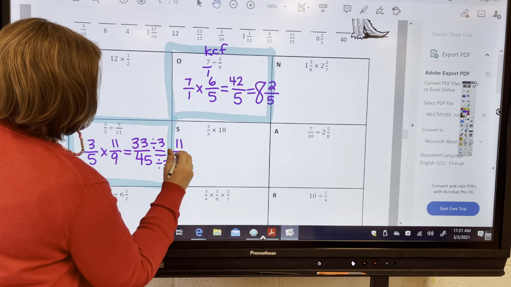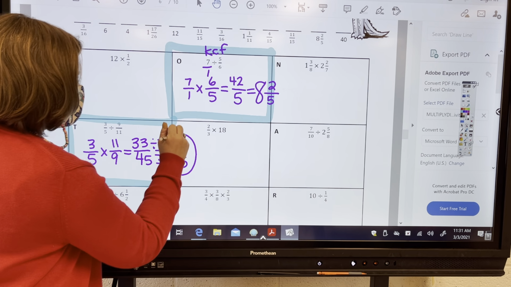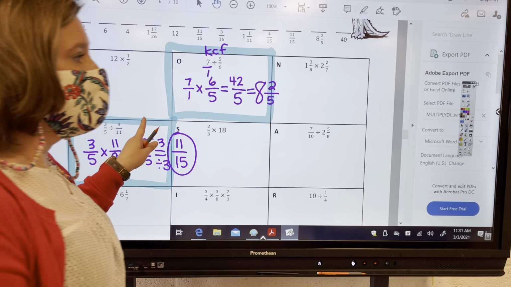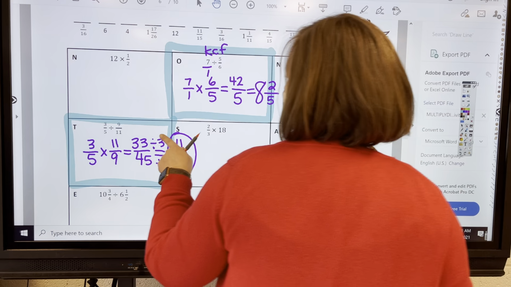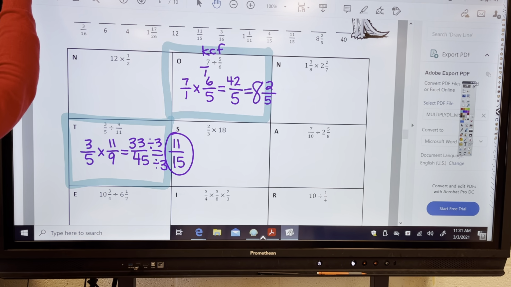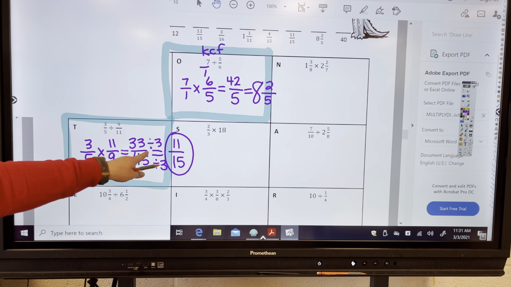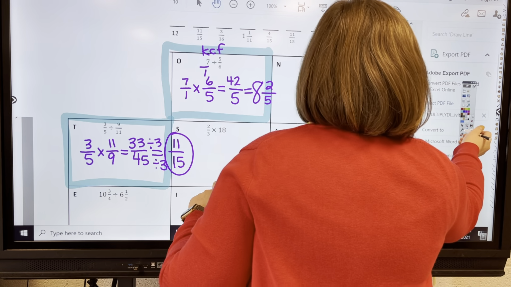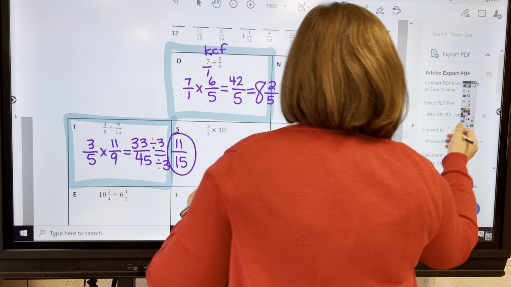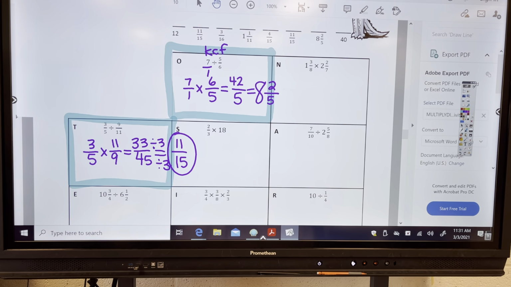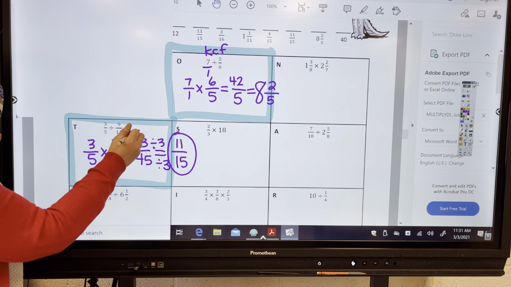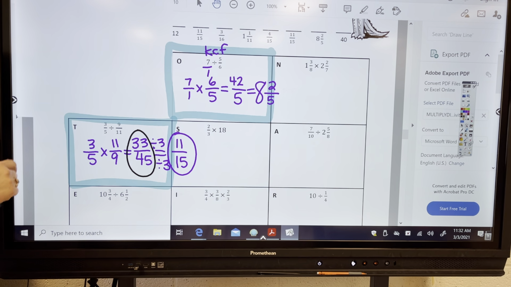I'm going to get there in just a second. All right. A lot of y'all did your work like this, okay? When you did not simplify before you multiplied, okay? And y'all, that's okay. But the tricky part is many of you got here and you didn't know what to simplify by, okay?